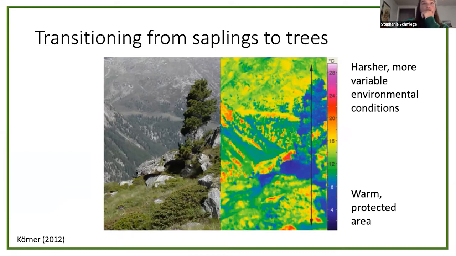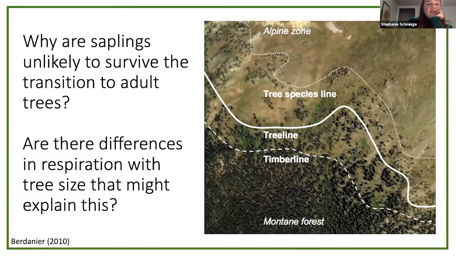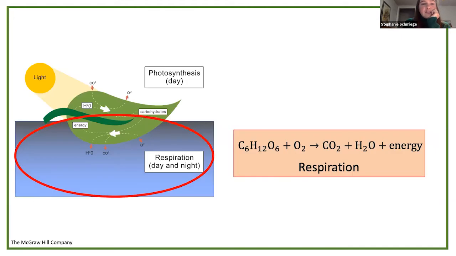And so that leads to our question here in the Arctic tree line: why are saplings unlikely to make the transition to adult trees? And specifically, are there differences in the respiration with tree size that might help to explain this? Once again, we're going to be talking about respiration. Remember, that's the breaking of sugars down to release energy. And remember, we're also losing that carbon, so it is costly.